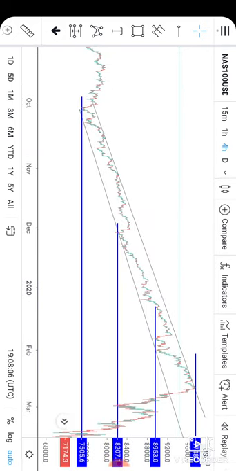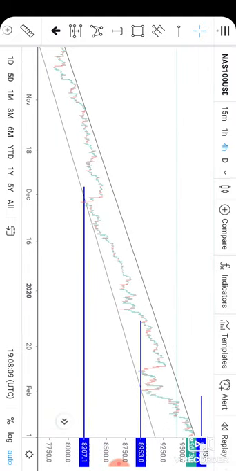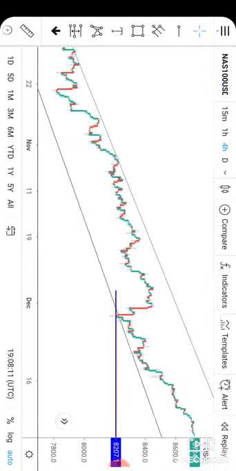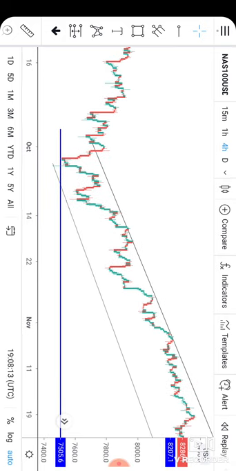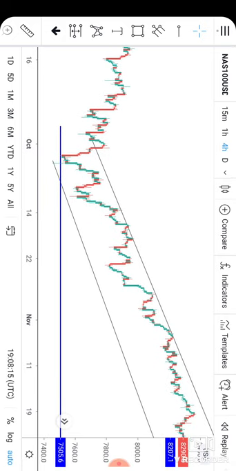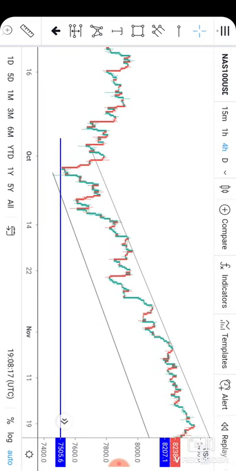Let me zoom in so I can show you the touches. As you can see, guys, as soon as we hit the support on our channel, because the downtrend line is acting as a support, then the upper one is acting as our what? As our resistance. So myself, this is how I trade Nasdaq.